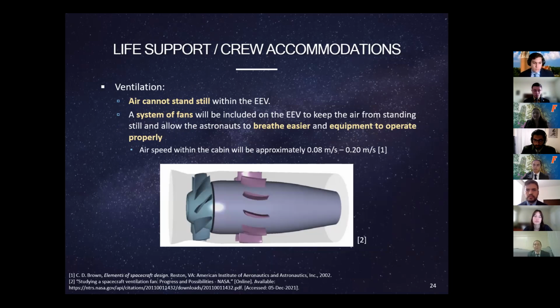And then we have ventilation. Air cannot stand still on the EEV. What will happen if the air stands still is that the CO2 that the astronauts exhale will surround their heads, and so they won't get the oxygen they need for respiration. And the equipment that we're going to be using, such as the heat exchangers, need air to flow through them. So a system of fans will be included for ventilation. Next slide, please.